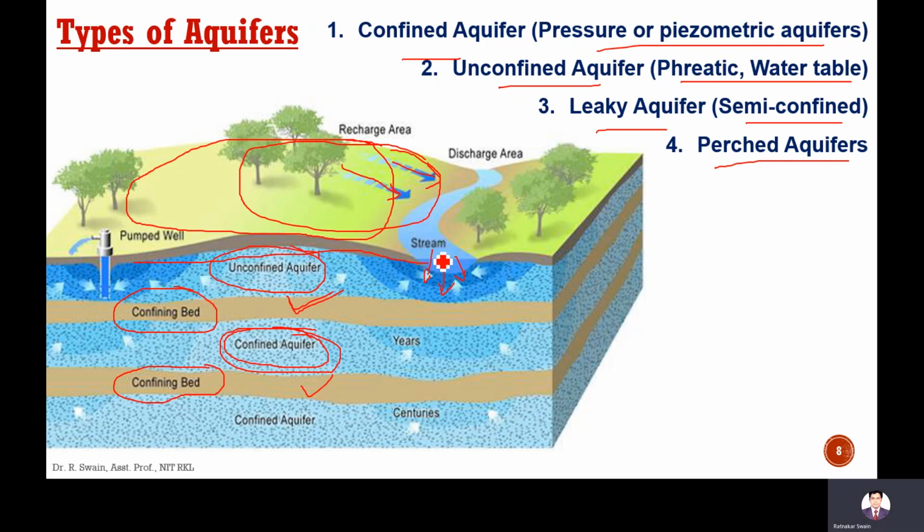So here, when the stream water joins this groundwater, it takes years to form this aquifer and centuries to again form the confined aquifer in the lower regions.